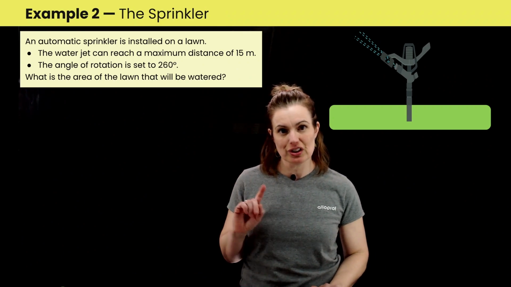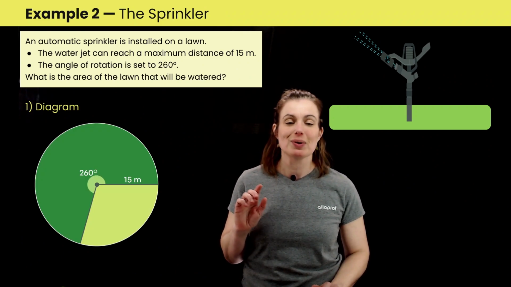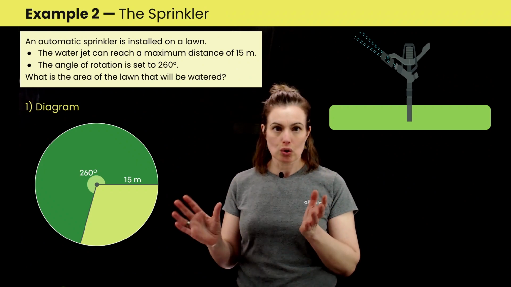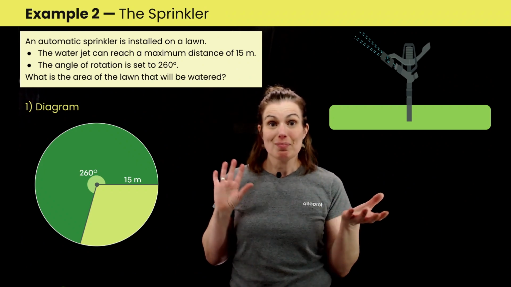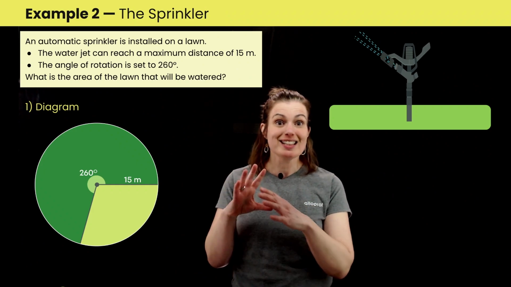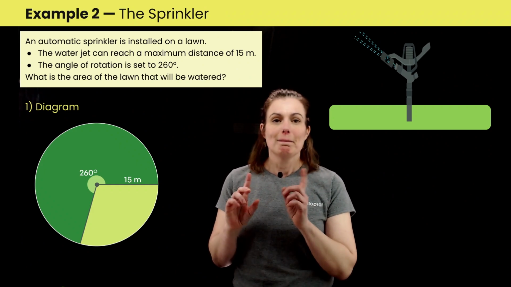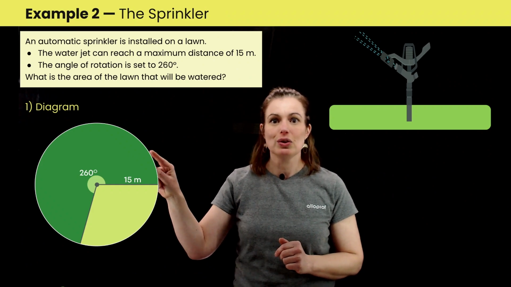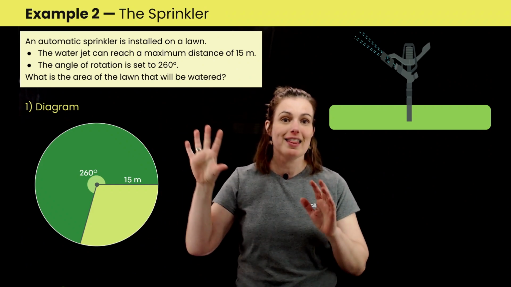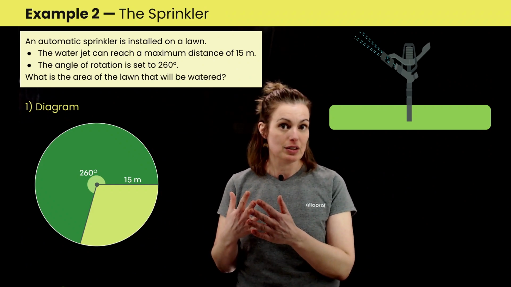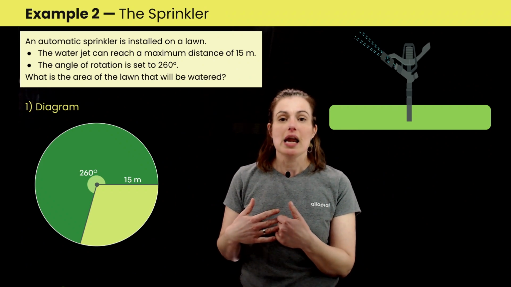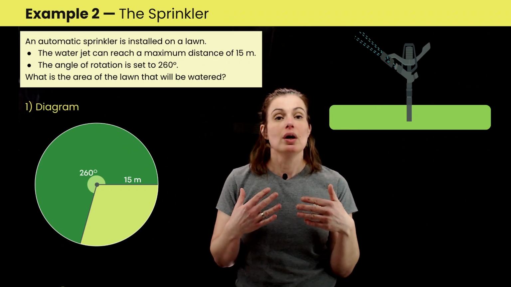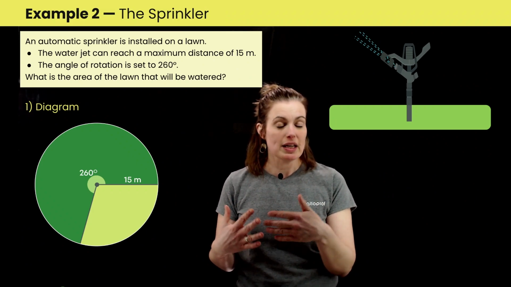So I'm going to put up a little diagram of this to get a good visual of what's going on. You can see the entire circle that I would be watering if I had set my sprinkler to 360 degrees. But I don't want it set to 360 degrees. I want it set to 260. So you can see that the dark green zone is what I am watering according to the setting I've decided on. And the distance that my jet will reach is shown there by that 15 meters, which corresponds to the radius of the circle.